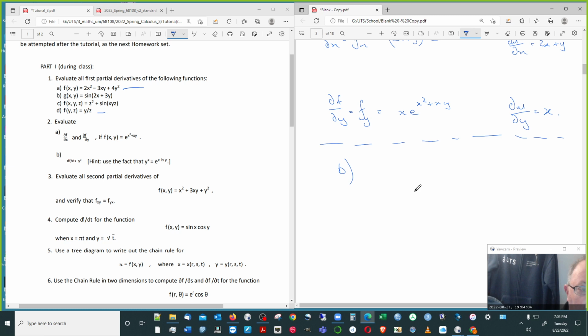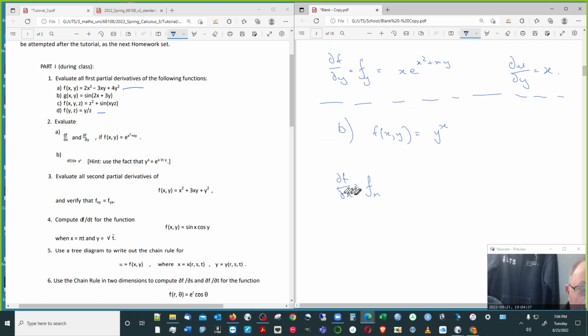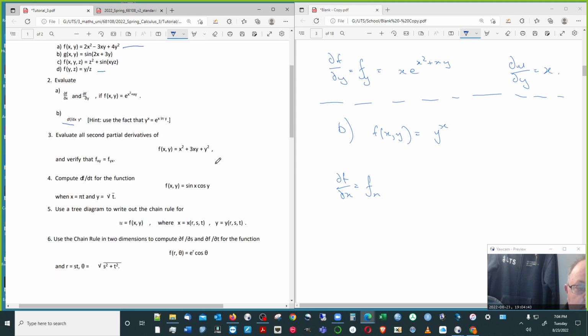alright, so we're doing y to the power x. So our f of x, y, I should change that, is y to the power x. And we want, well, we could do both, but why don't we just do the one of them? With respect to x, because that's all it really asks for, isn't it? df dx I'm looking at. And so here we've got our friends again.